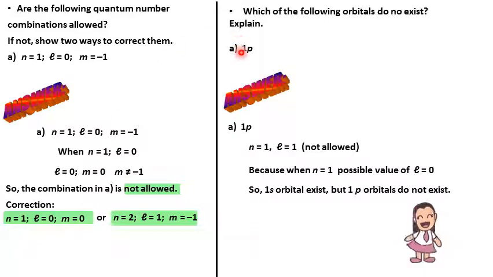Okay, how about this one? 1p, allowed or not allowed? n equals 1, l equals 1 is not allowed, because p represents l equals 1. Why? Because when n equals 1, the possible value of l is only 0, since n minus 1 is 0. So the 1s orbital exists, but the 1p orbital does not exist. Clear?